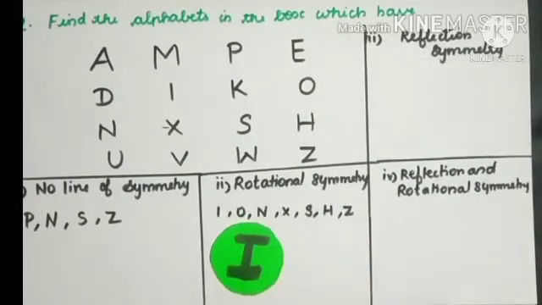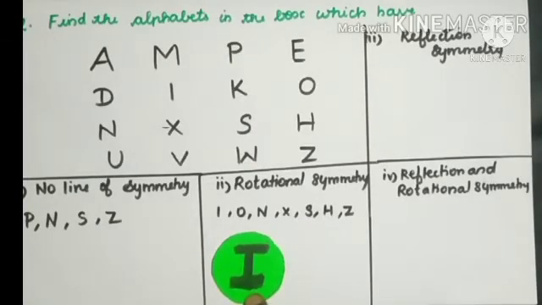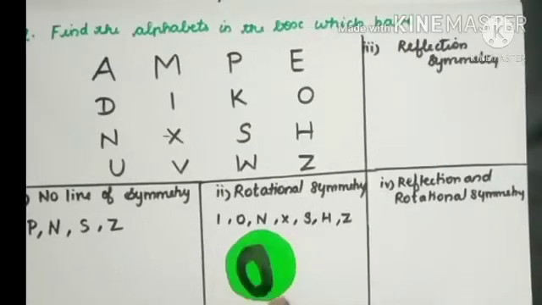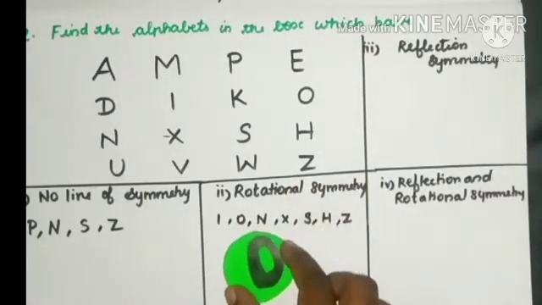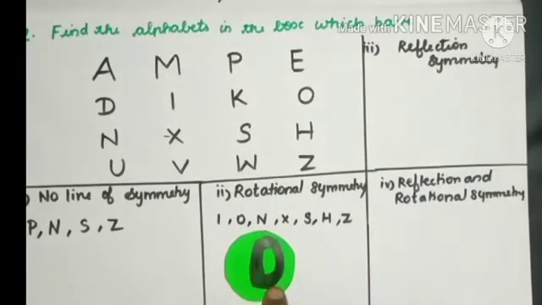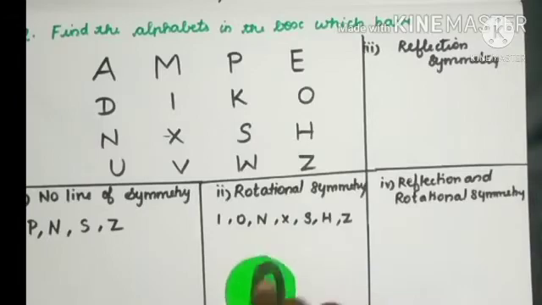Yes, the letter I matches exactly with itself in one complete rotation. So, the letter I has rotational symmetry. Now, let's check it for the letter O. Letter O has rotational symmetry. If we rotate the letter 360 degrees, that is one complete rotation, again it gets back to the original position. Again we get back the position where it started. So the letter O has rotational symmetry.